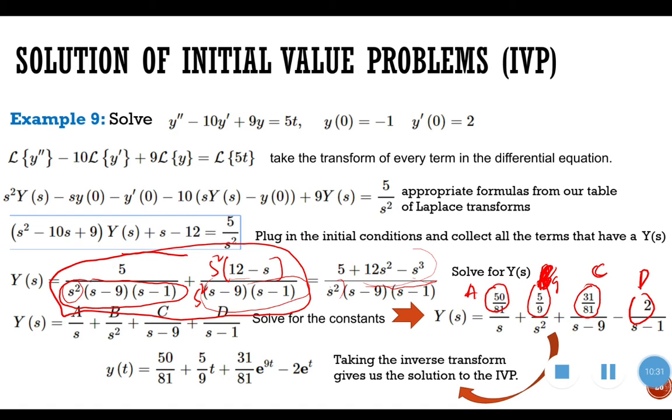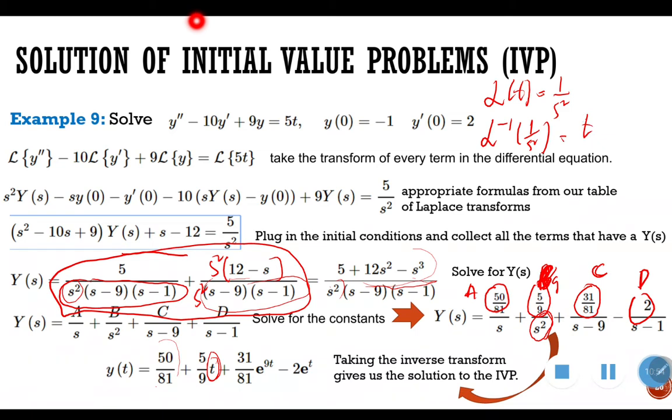Over S, it means there is nothing, it's just a constant. 50 over 81. Okay, 1 over S square. So that means the inverse Laplace transform, because the Laplace transform of t is equals to 1 over S square. So inverse of 1 over S square for sure is t.